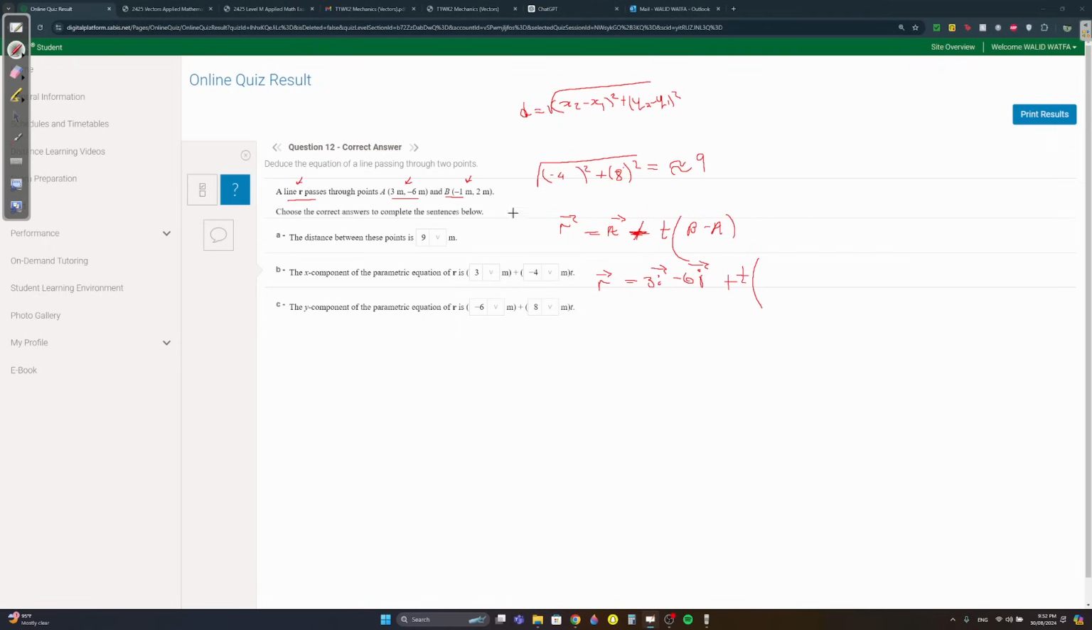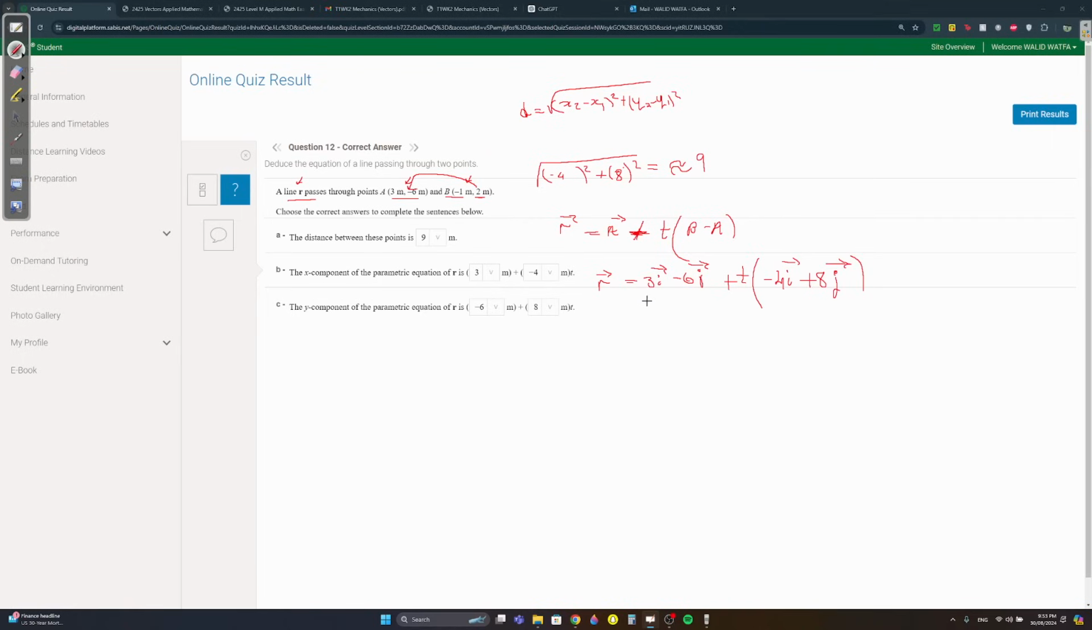B minus A will be the x of B minus x of A, so minus 1 minus 3 will be minus 4i. And then for the j part, it's going to be, again, the j of B minus j of A. So 2 minus 6, which is minus 8. So 8j.